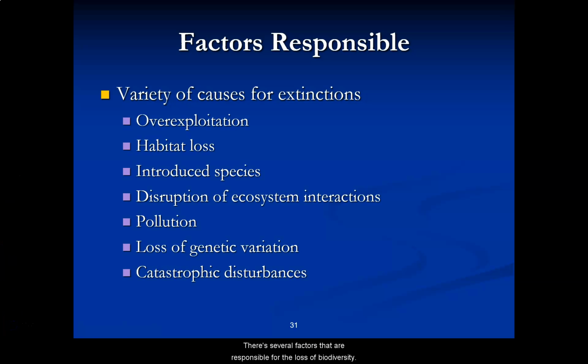There are several factors that are responsible for the loss of biodiversity and can cause animals to go extinct. Overexploitation, habitat loss, introduced species such as invasive species, disruption of ecosystem interactions, pollution, loss of genetic variation, and catastrophic disturbances. All these factors responsible for the loss of biodiversity we will go over in a little more detail over the course of this semester.